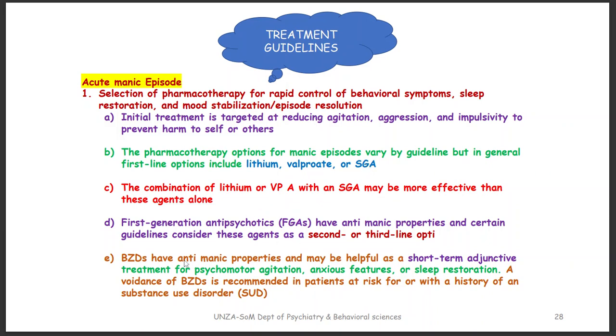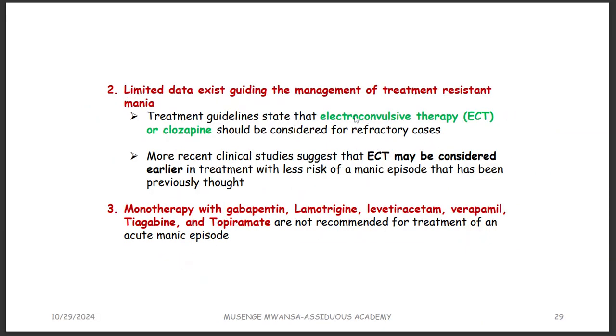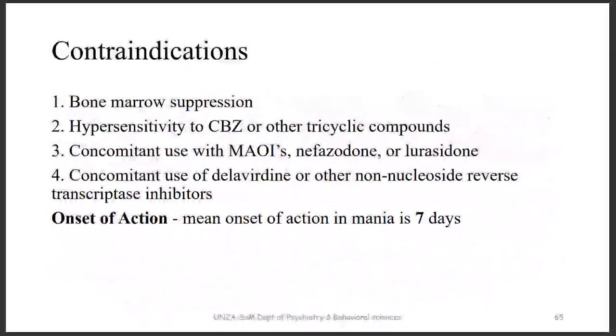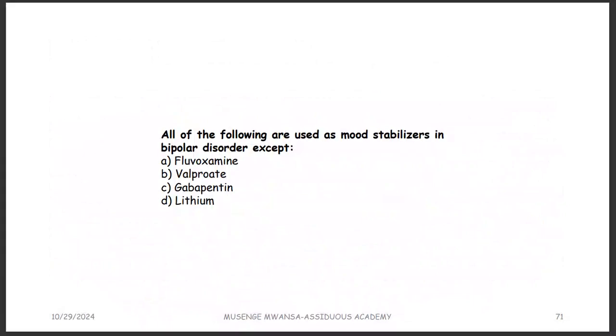You can also use first generation antipsychotics and the benzodiazepines, but you can as well use clozapine and electroconvulsive therapy, but you can as well use gabapentin, lamotrigine, levetiracetam, verapamil, tiagabine, and topiramate. But the only thing is that you don't recommend using these ones alone for the manic phase as a monotherapy. Instead, you combine them with other drugs. But you can use them for the treatment. So which one then can we pick?